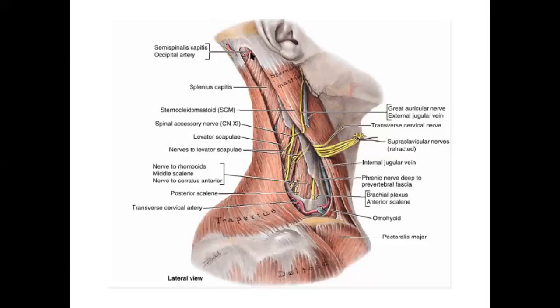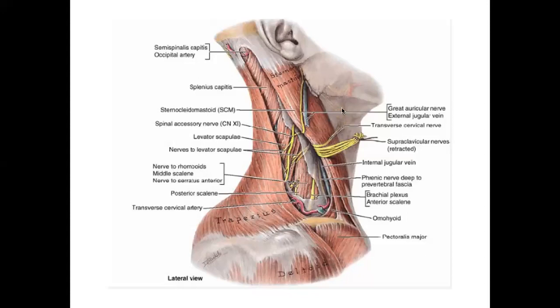Till now, what did we study? Branches of external carotid. Posterior auricular artery, occipital artery. Excellent. Posterior auricular artery and occipital artery. See, occipital artery going to the scalp and supplying it. Okay. So these are the branches of external carotid.